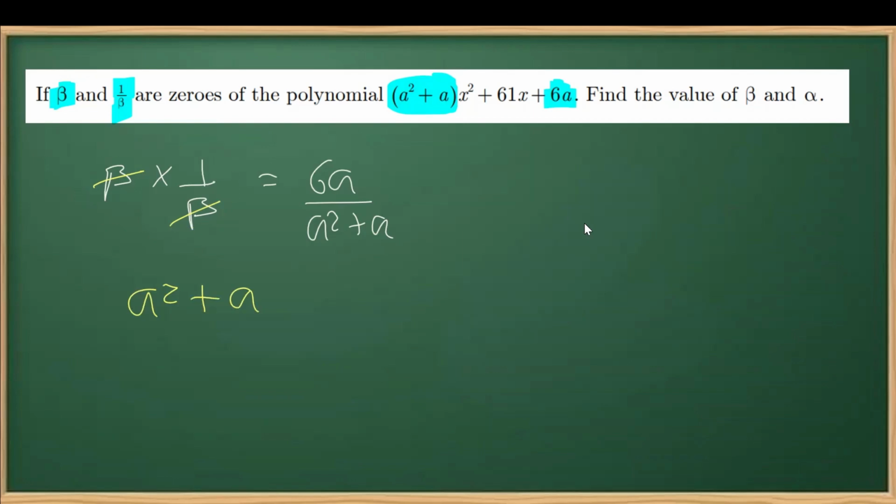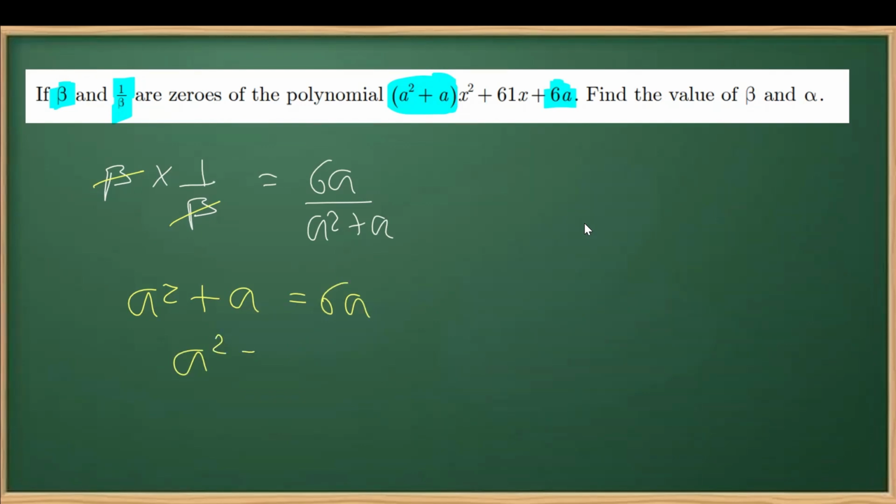So a square, 1 multiplied by a square plus a is equal to 6. Right, so what I did over here, I found the product of the zeros, which is c by a, and then equated it with the product. And now by cross multiplication, we are getting 6 times a square plus a is equal to 6a. That means a square is what? A square is 5a.